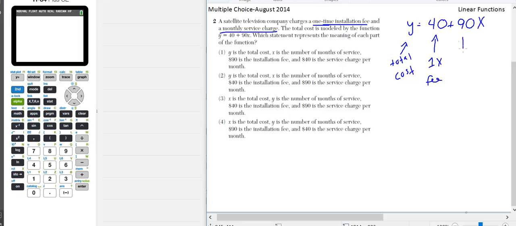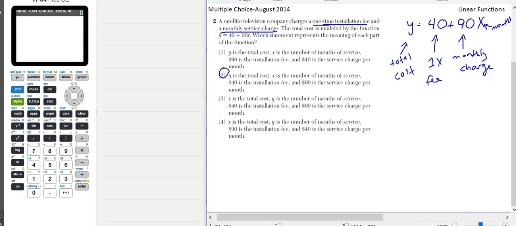The 90 is the rate for the service charge. This is the monthly charge. And x is the number of months that you use it for. So let's say you use it for 10 months, then you're going to pay $900, because for each change in x, you're paying $90. So the answer to this question is choice 2. y is the total cost, x is the number of months of service, $40 is the installation fee, and $90 is the service charge per month.